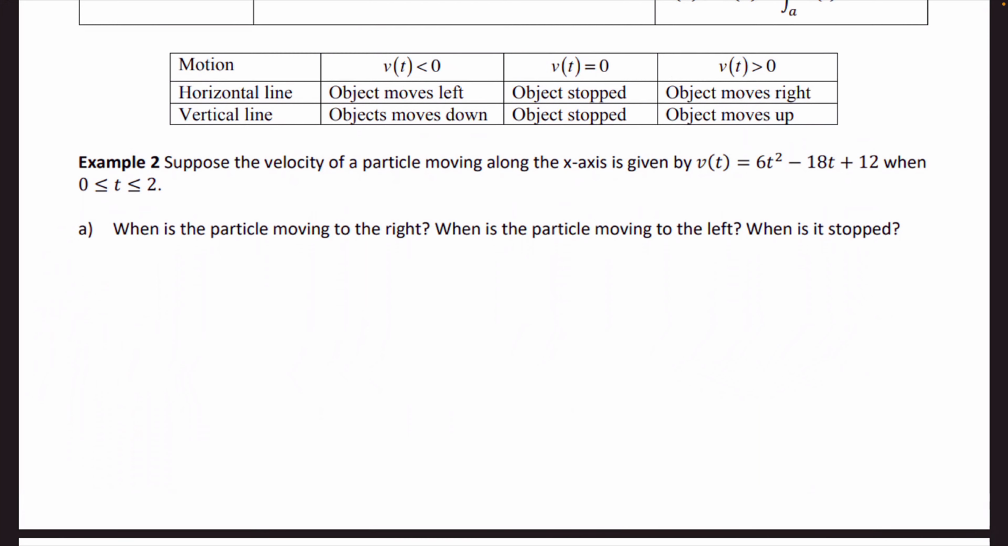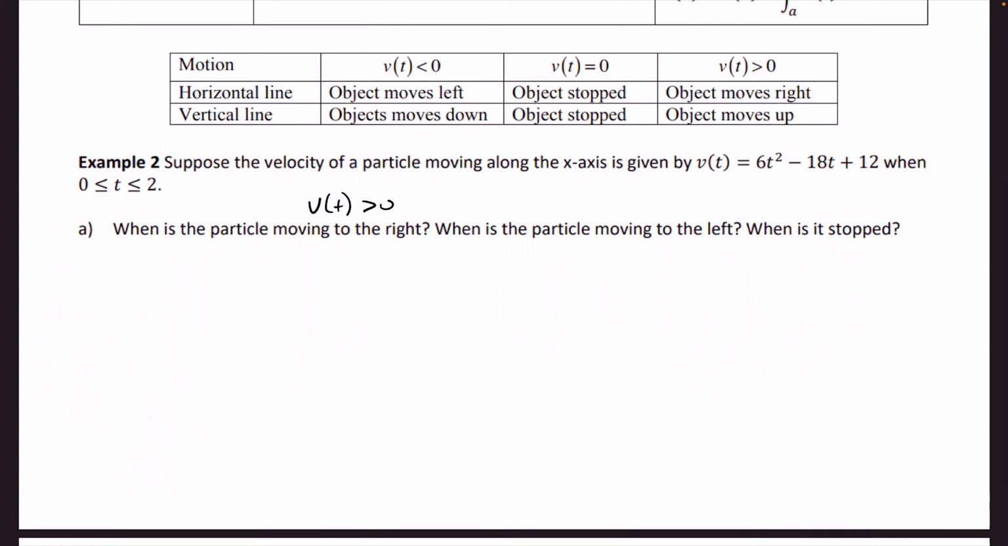Velocity, right? If velocity is positive, it's going to be moving to the right. If velocity is negative, it's moving to the left. If velocity is 0, it's not going anywhere. Okay, so we need to figure out where that's true. Okay, so velocity, let's see, moving to the right.